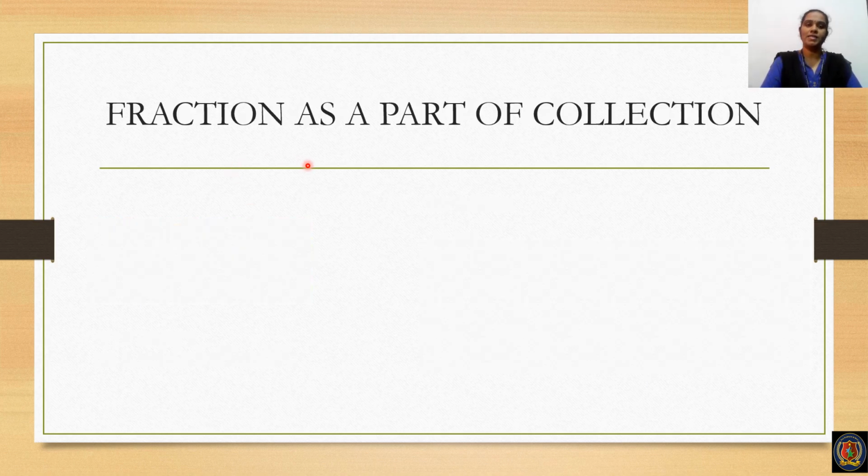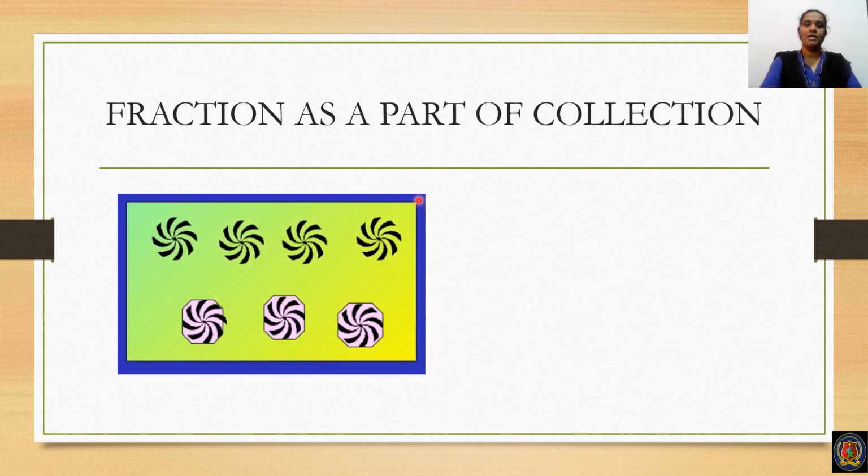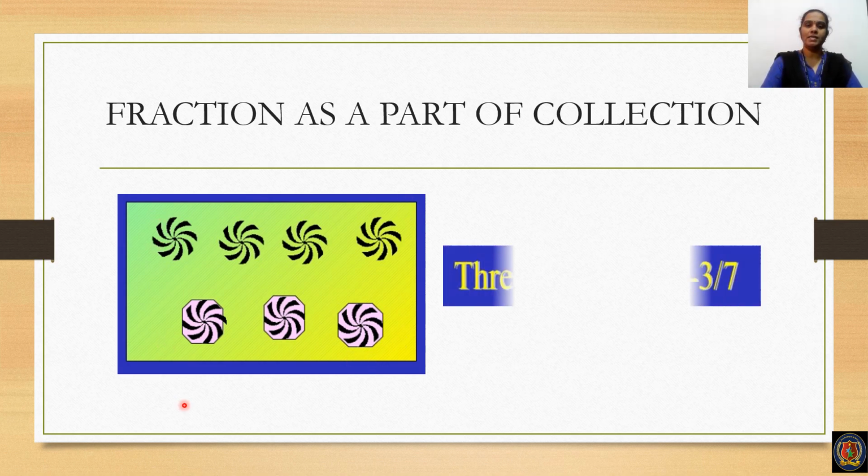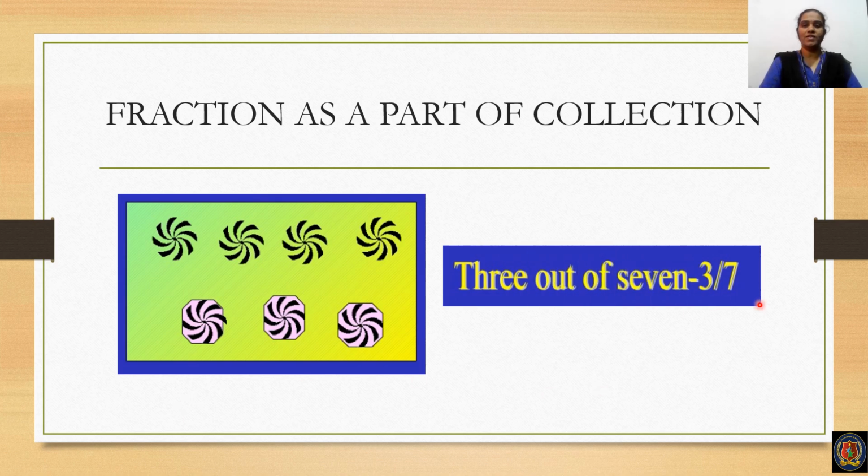Next, we are going to see fraction as a part of collection. Here we have a collection of wheels. 1, 2, 3, 4, 5, 6, 7. Totally we have 7 wheels. In that 3 wheels are shaded. So what is the fraction of this collection? It is 3 out of 7, which is nothing but 3 by 7.